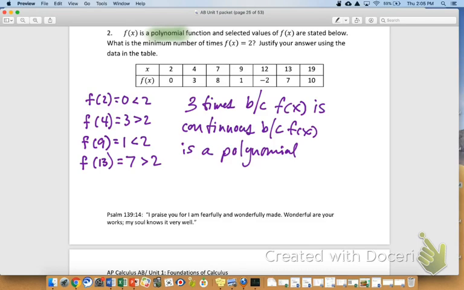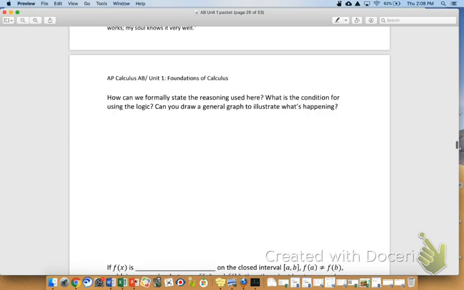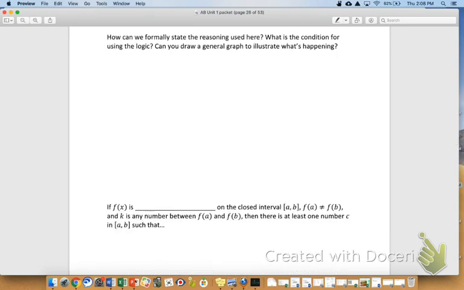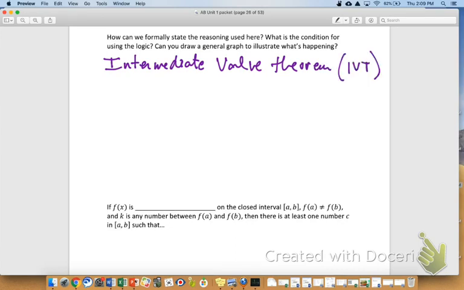All right, so I want to formalize this just a little bit. How can we formally state the logic and the reasoning here? What's the condition for using the logic? Drawing a graph, I think, is very, very helpful. So what we've been touching on, and I think you've maybe seen this in the heading of the section, is a concept called the intermediate value theorem. We'll often use the letters IVT as an acronym for that.